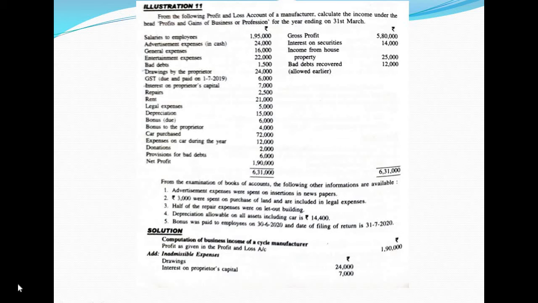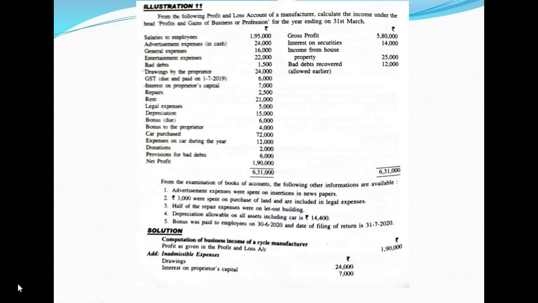Then with regards to repair, if you look at point number 3 of the adjustment, it says half of the repair expenses were on let out building. So it means that out of this 2,500, half of it will be an inadmissible expense because it has been used for repair of a let out building.